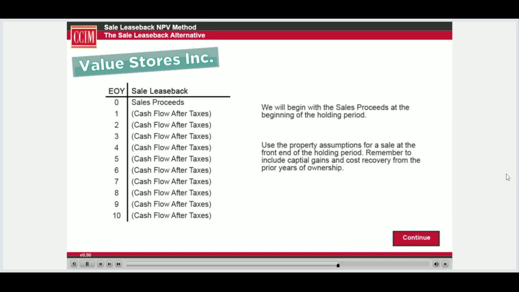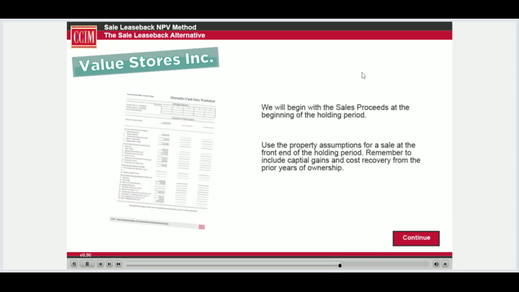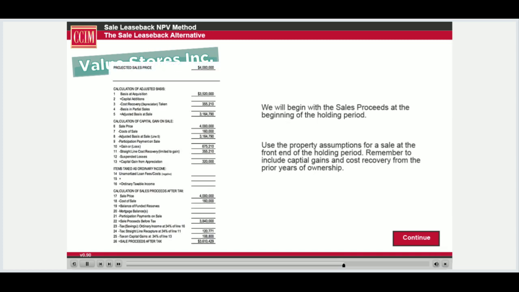Calculate the end-year zero cash flow after tax. This cash flow after tax is the sale proceeds after tax from the proposed sale of the sale-leaseback transaction, which comes up front or today. Note that this is a positive cash flow as a result of the cash to be received by the user if the user completes the sale-leaseback transaction.